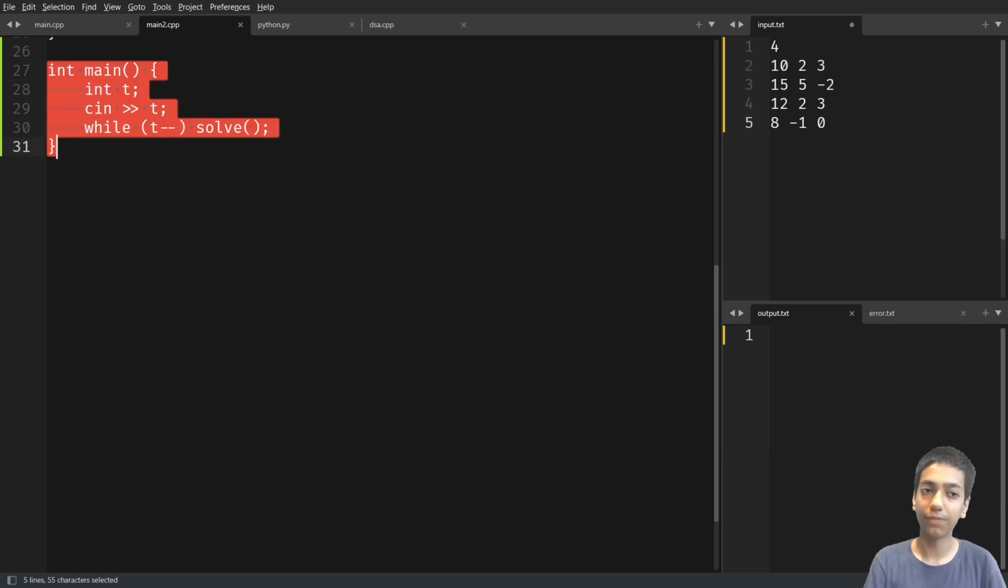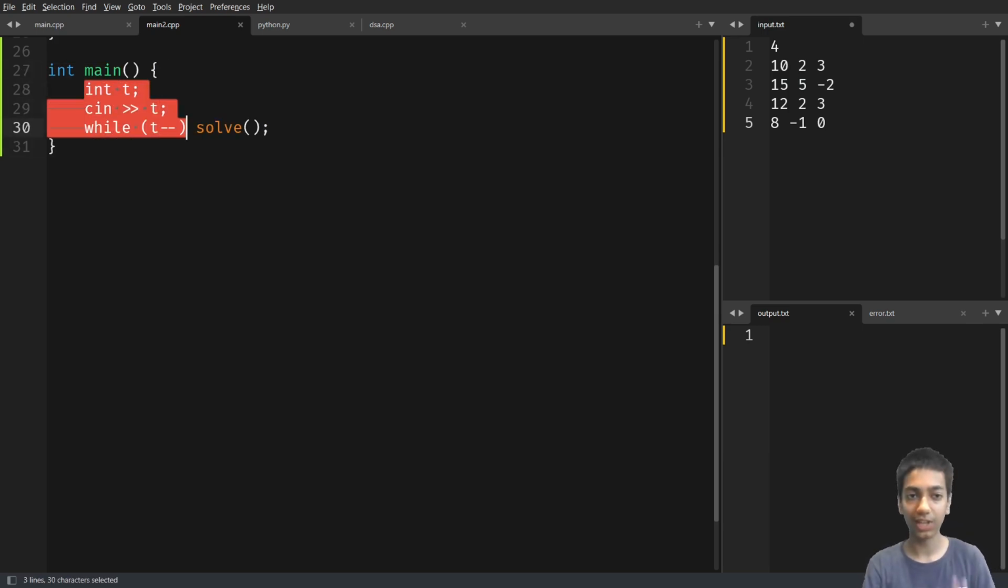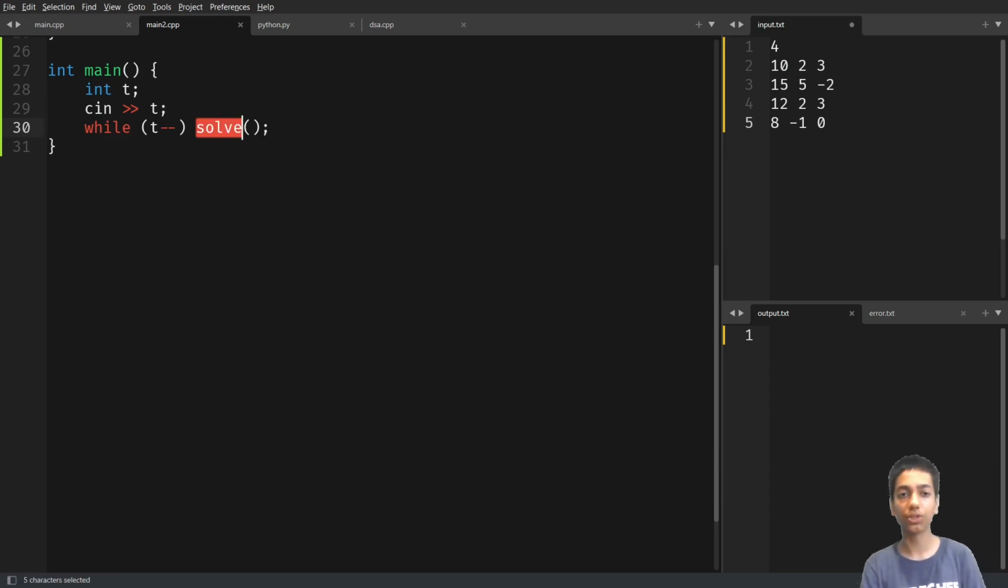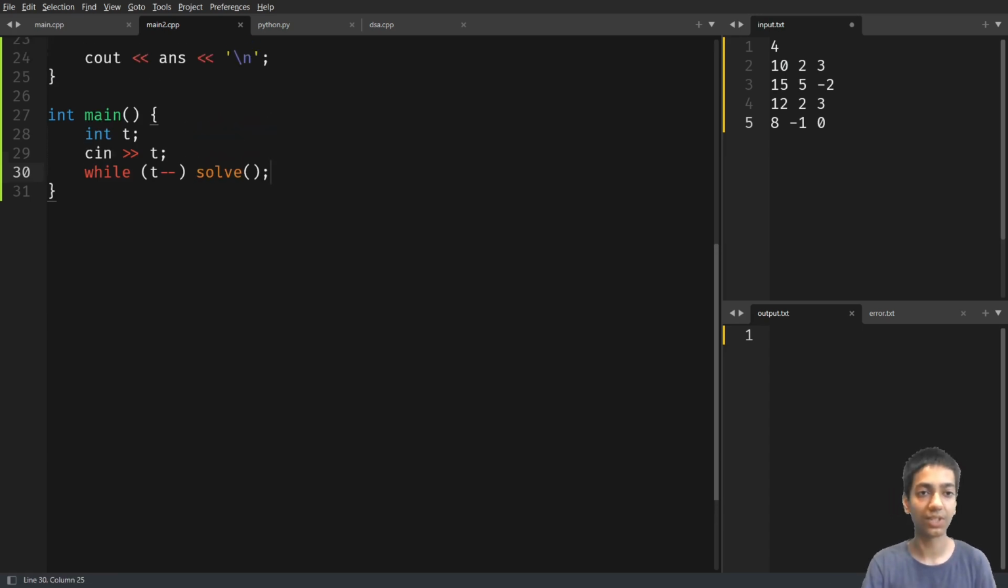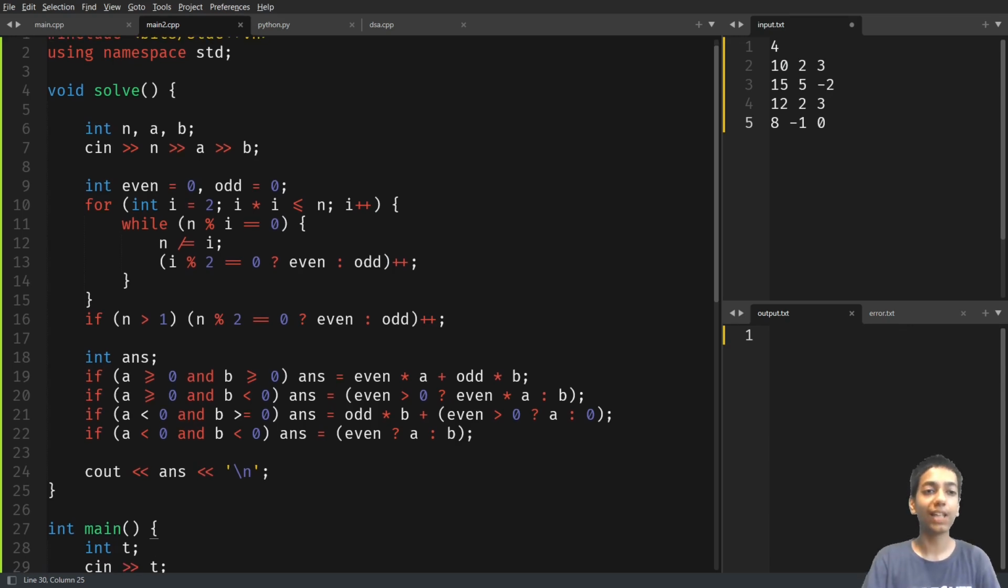So this is like a main function, where I am just taking the input for test cases and running some function solve test cases number of times. Fine. So I start with taking the input for n, a, b, the number initially. Then a is the score you will get on dividing it by an even number. B is the score on dividing by an odd number. Then I calculate the even and odd, right? The count of the even and odd prime factors.